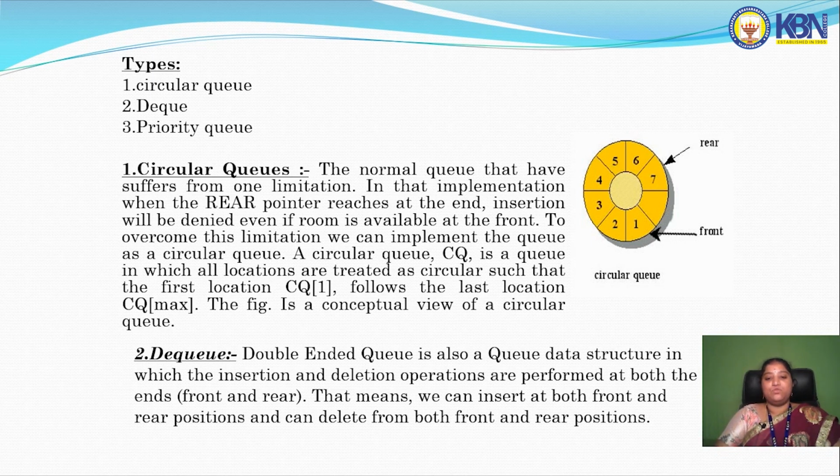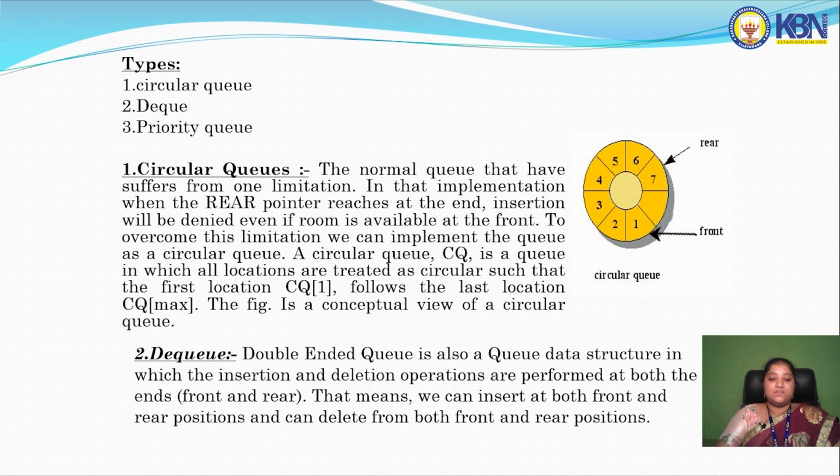A simple queue suffers from one limitation. When the rear pointer reaches the end, insertion will be denied even if room is available at the front. To overcome this limitation, we can implement the queue as a circular queue. Given the example of a circular queue, the front points to the first position and the rear points to the last position. Next we discuss the DQ, that is the double-ended queue.